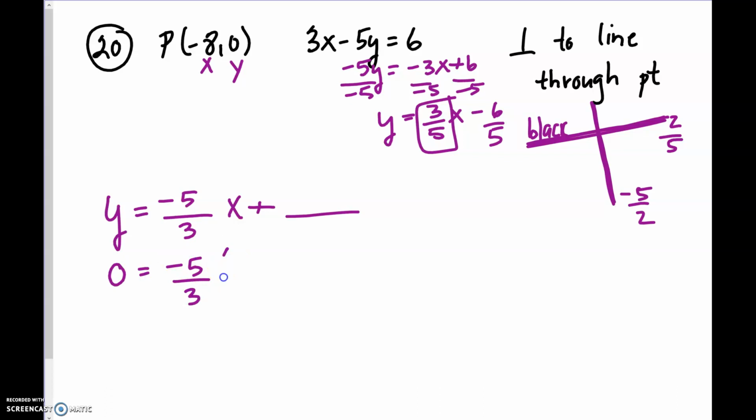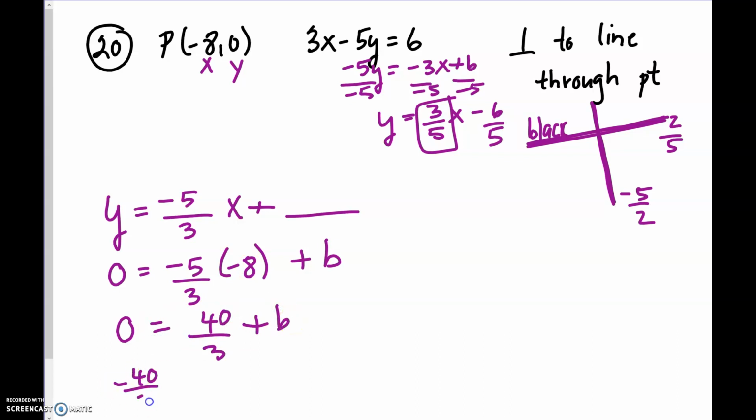And my x value is -8. And I'm solving for my y-intercept. So what do I get? 40/3. But I need to subtract that from both sides. So I get -40/3 is my y-intercept.